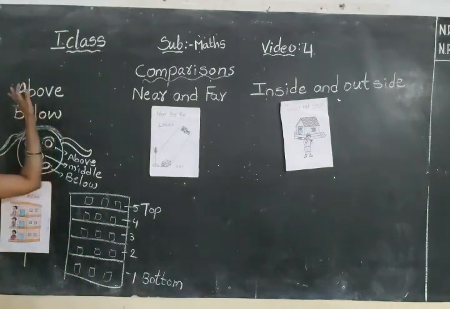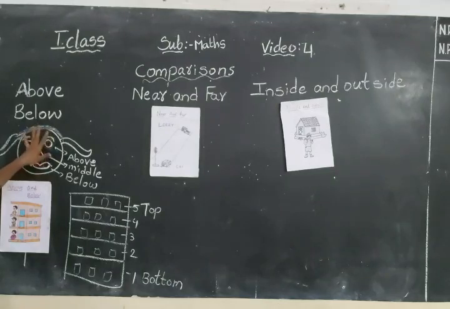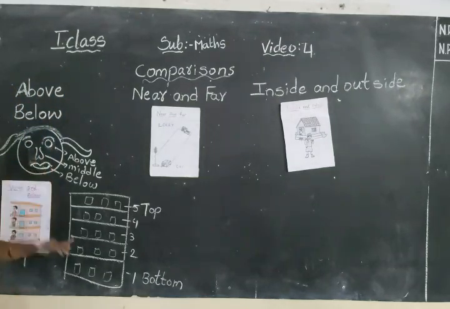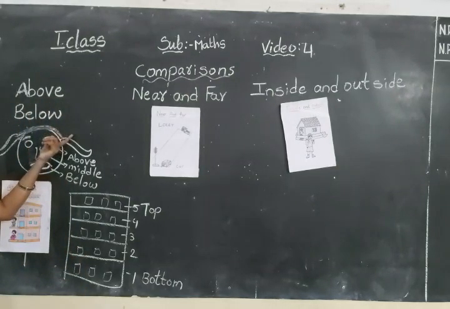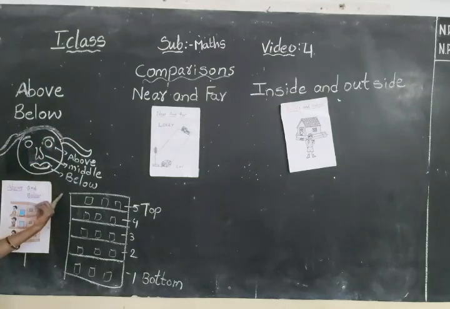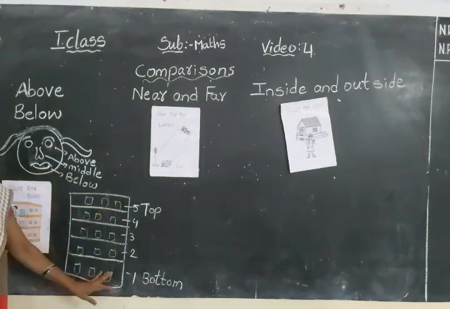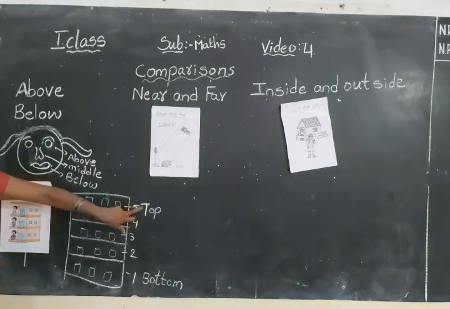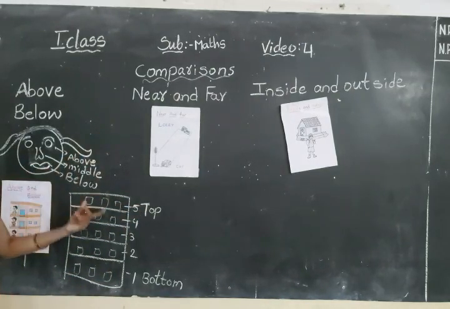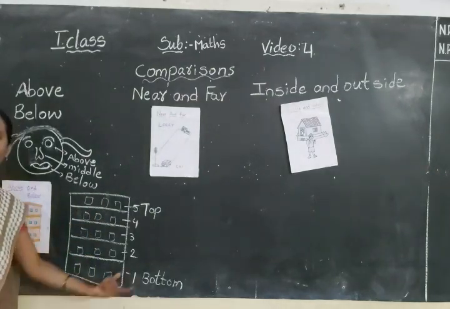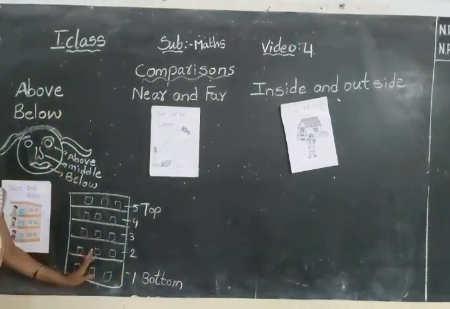Now again I'll tell you above and below. Above and below means what? The things which are kept in the top position, that is above, and the things which are placed in the bottom position, that is below. See, the eyes are above the nose and the mouth is below the nose. See here, this is the apartment. What is the top position of the flat? Fifth floor is in the top position and the first floor is in the bottom position. It's nothing but above and below.